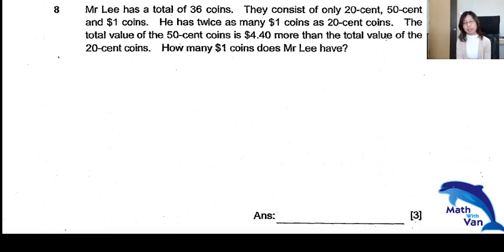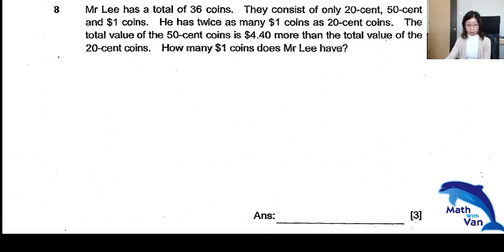Mr. Lee has a total of 36 coins. They consist of only 20 cent, 50 cent, and $1 coins. He has twice as many $1 coins as 20 cent coins. The total value of the 50 cent coins is $4.40 more than the total value of the 20 cent coins. So how many $1 coins does Mr. Lee have? This question is taken from Nanyang Primary Prelim paper 2018, paper 2, question 8.